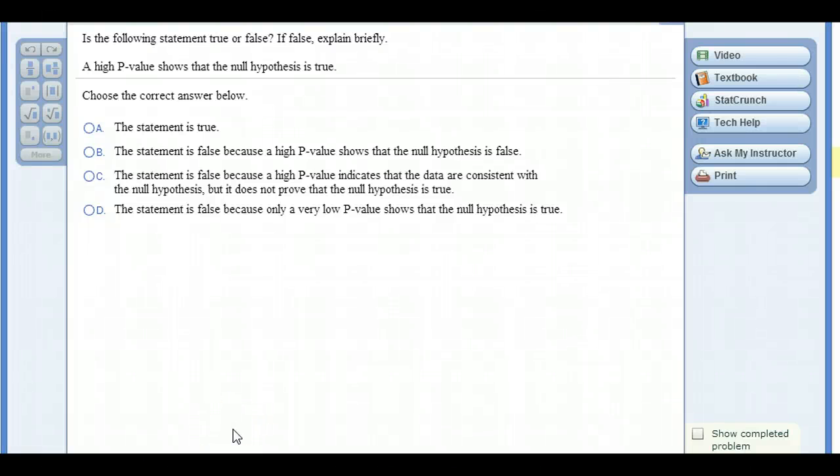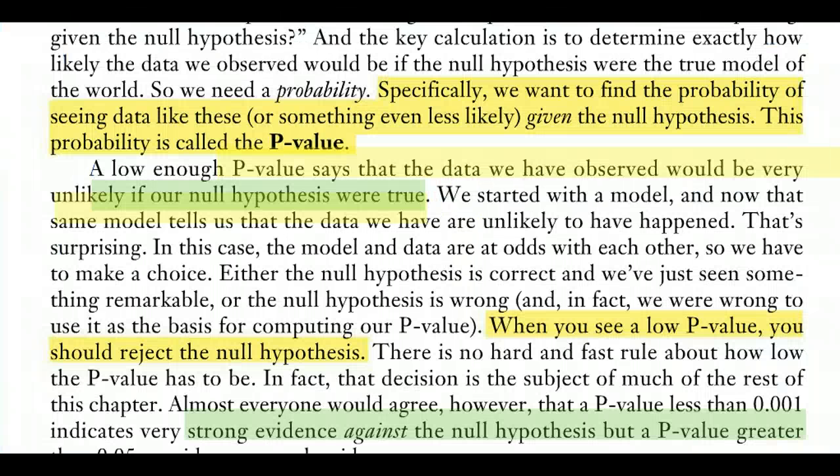Okay, so this question is asking you, is the following statement true or false? If false, you have to give an explanation. And the statement is that a high p-value shows that the null hypothesis is true. Now, clearly I can't just tell you what the answer is, but I can guide you to some information that will help.